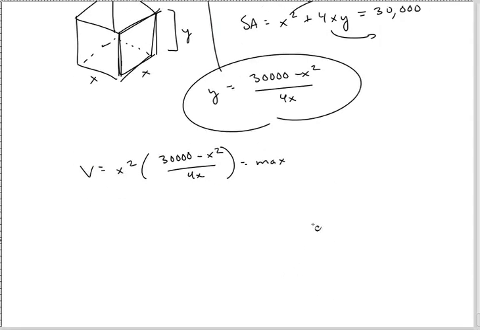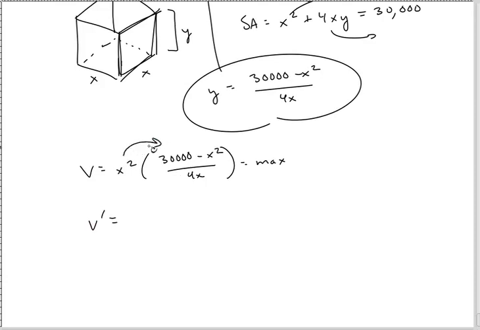Again, I don't have an actual number here for the volume. That's what the answer is, and we're going to figure that out later. But right now, I need to figure out what x is. So what we do is we find V prime, take the derivative of this, and set it equal to 0.